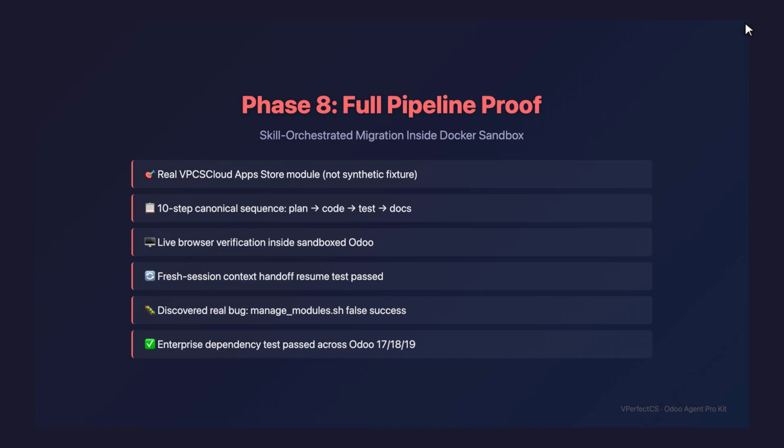Phase 8 was the ultimate proof point. It proved that the complete skill-orchestrated migration pipeline runs correctly end-to-end inside a Docker Sandbox micro VM. The team used a real VPCS Cloud App Store module as the test case, not a synthetic fixture. The pilot module completed all 10 sequence steps, including plan analysis, coding, testing, live browser verification, documentation, and a fresh session context handoff resume test. This phase also discovered and fixed a real pipeline gap where manage_modules.sh could report a false success when Odoo silently skips an unresolvable dependency.